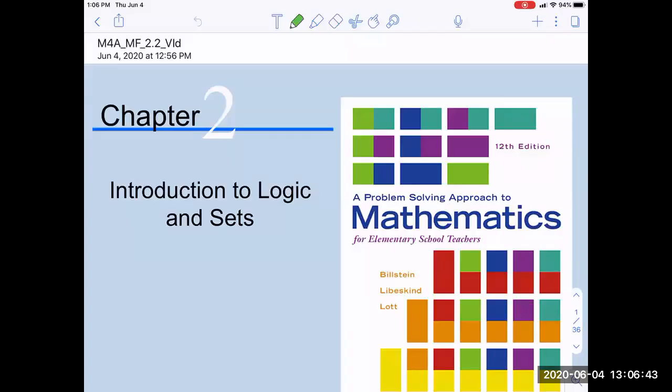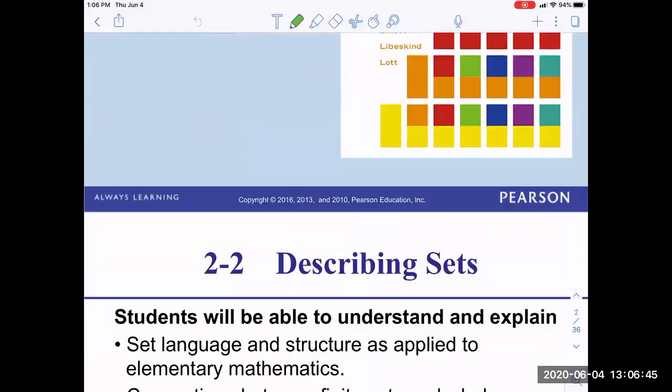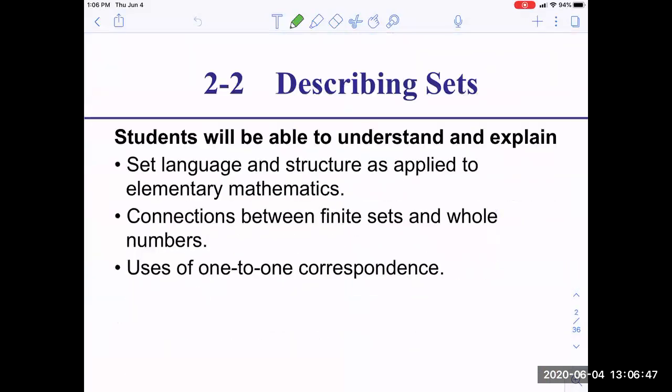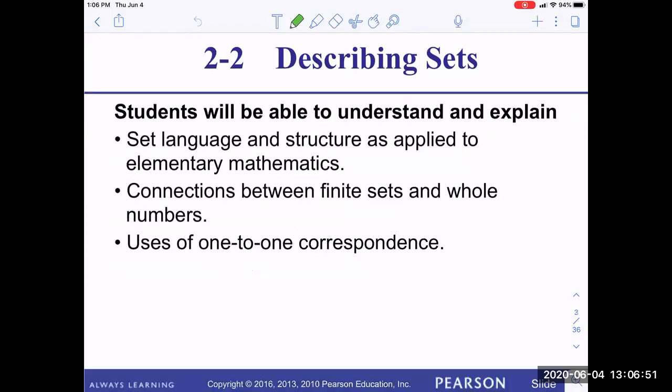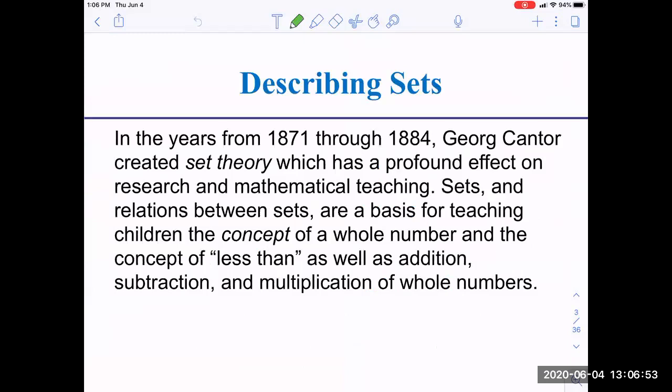This is section 2.2, the first of two videos. There's a lot in this section. We're going to talk about sets. George Cantor was the one who came up with set theory. It's really big.